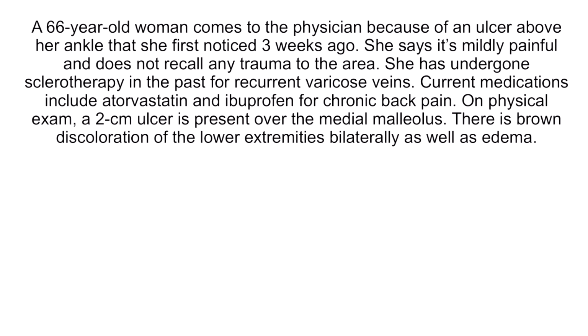Okay, so hopefully from this question, you got that this patient most likely suffers from chronic venous insufficiency. We know this because of her history of recurrent varicose veins, as well as the brown discoloration and edema present bilaterally on her lower extremities. Those are all classical signs of chronic venous insufficiency. Now let's take a look at the location of the ulcer, because that becomes essential in identifying the likely cause of the ulcer. Now, this patient's ulcer is present above her ankle over the medial malleolus, which is one of the classical locations of venous ulcers.